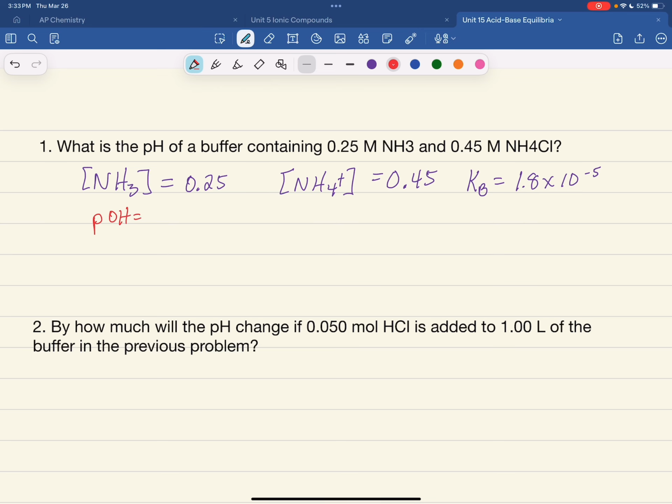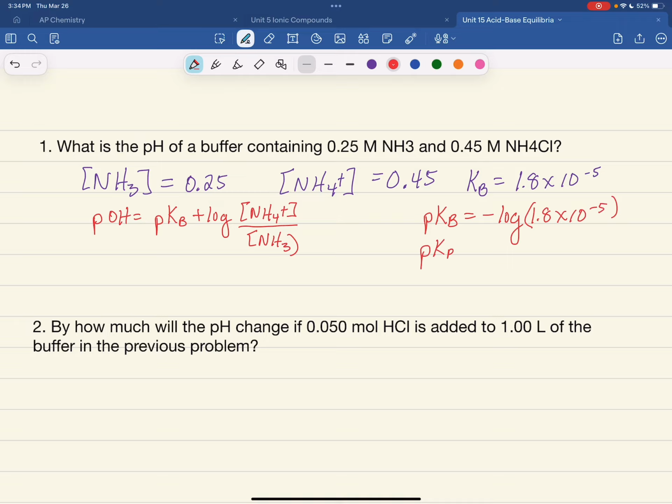pOH equals pKb plus the log of the conjugate acid over the base. So in this case, the log is going to be NH4+, which is our conjugate acid, over the concentration of the base, which is ammonia. Okay, pKb is the negative log of 1.8 times 10 to the negative 5. All right, so our pKb for this system, we're going to crank that out in our calculator, is 4.74. So there's where we're starting.